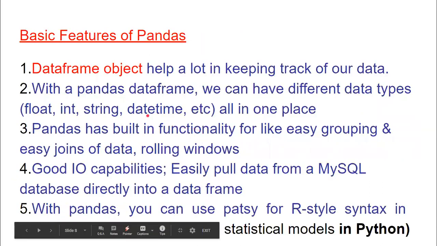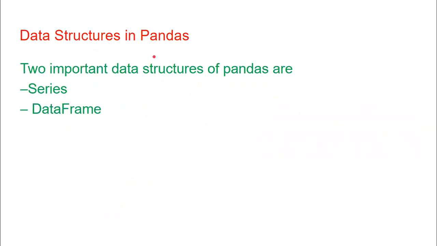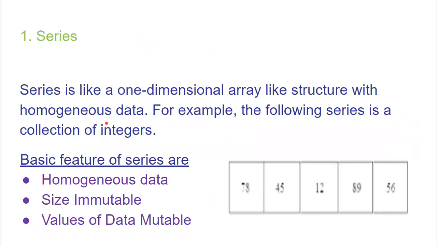Then the features we have studied. After that, two data structures in pandas: one is the series, the other is the data frame. Series is a single-dimensional array and data frame is a two-dimensional array, and series is homogeneous data and data frame is heterogeneous data. So today we have studied up to here.